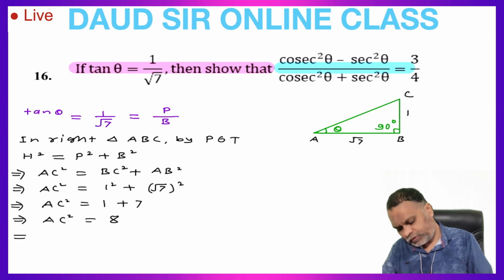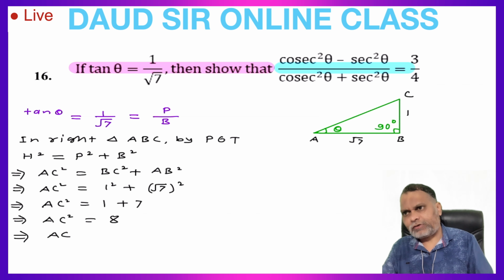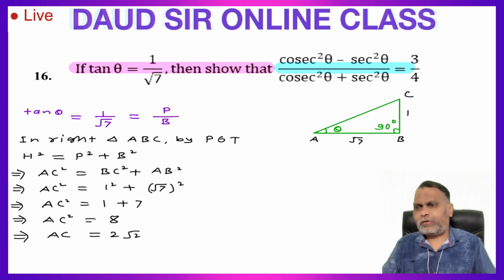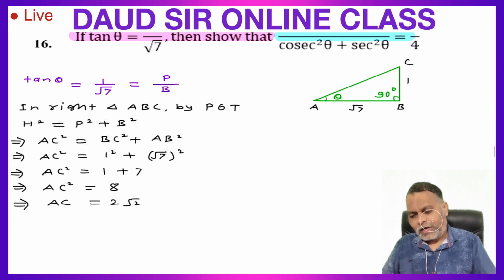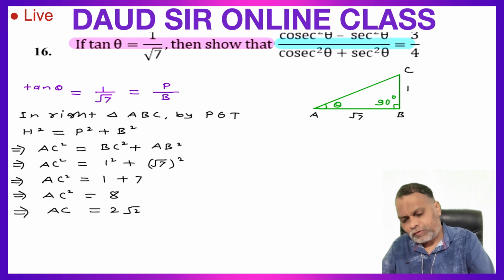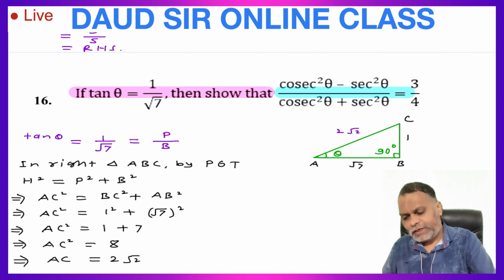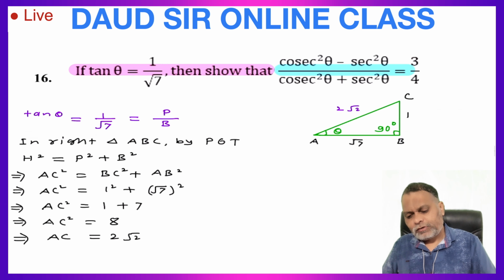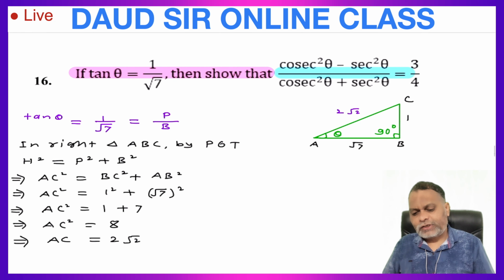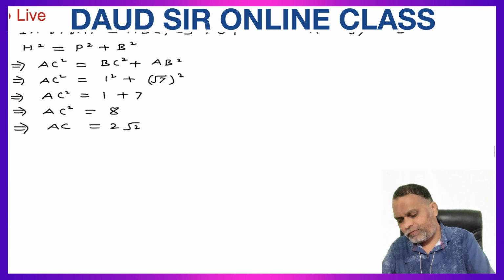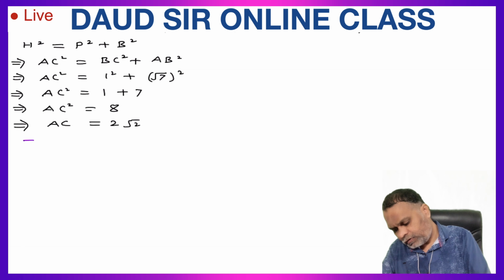Take the under root or square root of both sides. Square root of AC square is AC and under root of 8 is 2 root 2. 2 root 2, we can write this. Now this side is 2 root 2. This missing side is 2 root 2. Now we can prove this. So to prove, cosec square theta minus sec square theta upon cosec square theta plus sec square theta is equal to 3 upon 4.